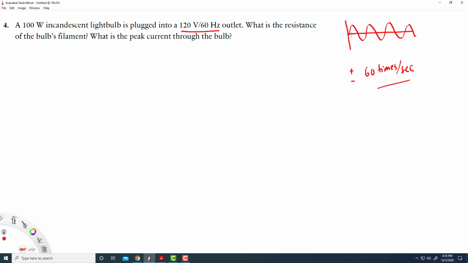Or you can also say it creates 60 waves like this one, 60 waves in 1 second time. Okay, so that's the frequency. Usually in our household the frequency of alternating current is 60 hertz, and the voltage that we get is 120 volts. So we want to find the resistance of the bulb's filament, and we also want to find the peak current to the bulb. So I want to find I naught.